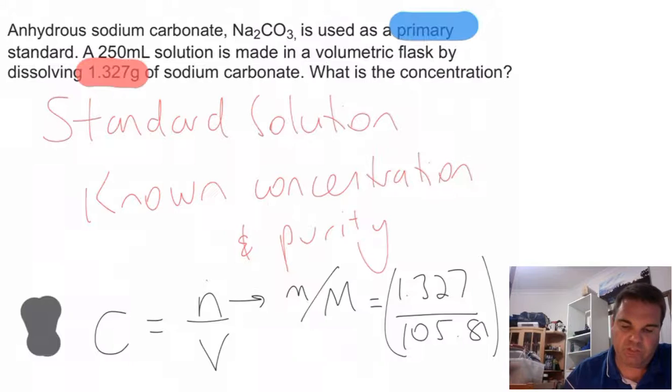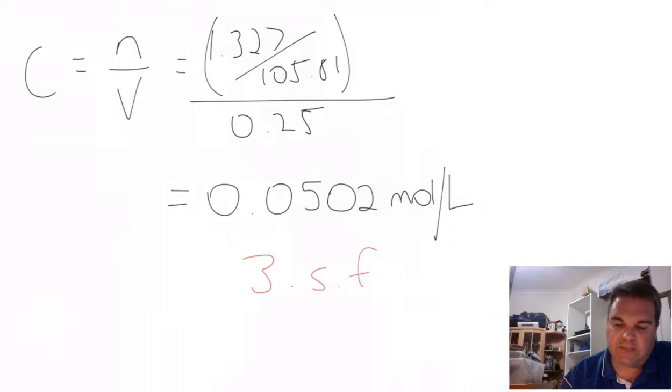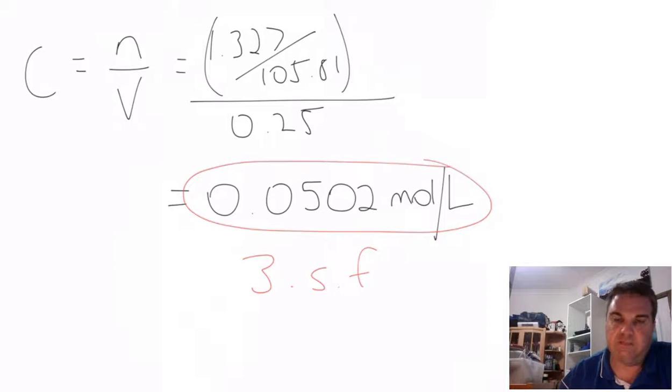We've done this to 3 significant figures because if we go back and look at our question, the mass was 1.327, which is 4 significant figures, but the volume we were given was 250, which could be 2 or 3, but we're going to assume it's 3. The 0 to the right is significant in this case, so we give our answer to 3 significant figures. So that's the concentration of our standard solution.